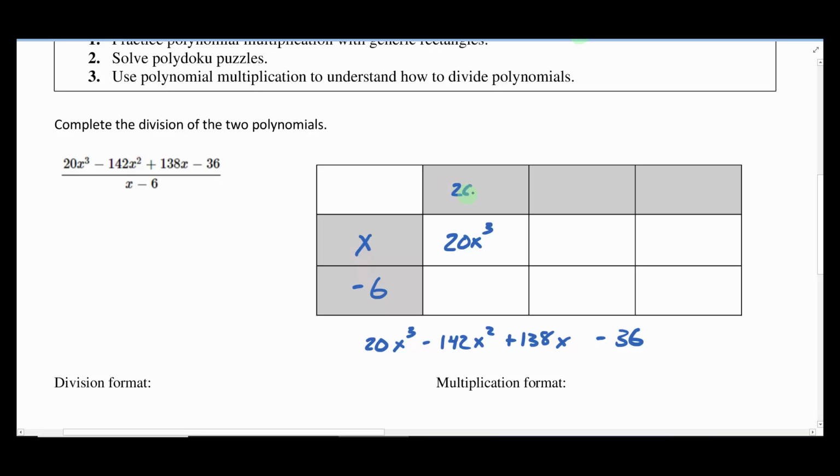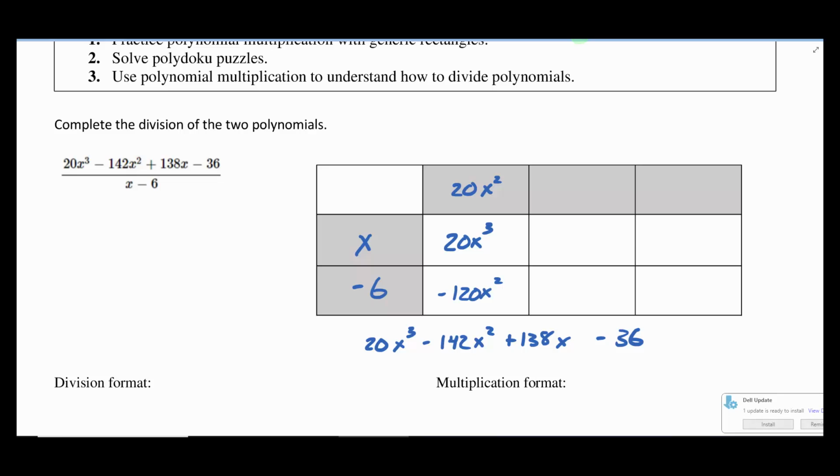Okay, so I know I need a 20, because 20 times 1 is 20. And then I'm going to need an x squared, because x squared times x gives me x cubed. So now I have figured out the piece that goes there. And now I can multiply down with the negative 6 to get this box. So 20x squared times negative 6 is negative 120x squared, okay?